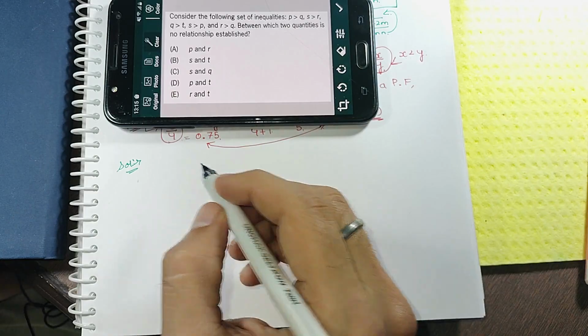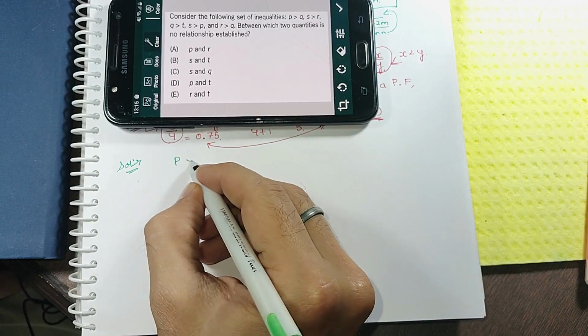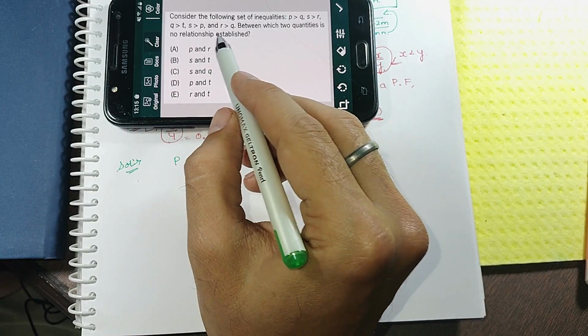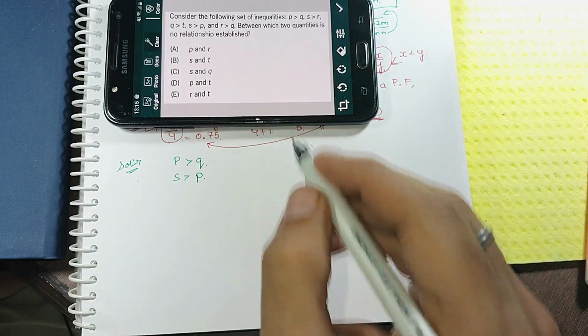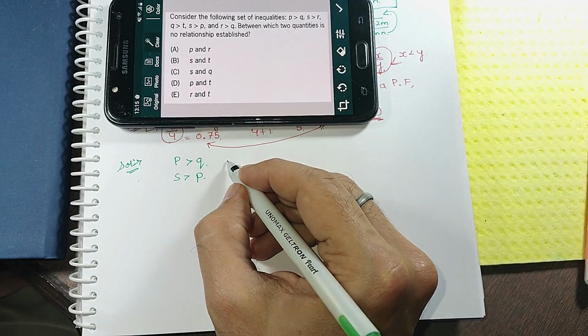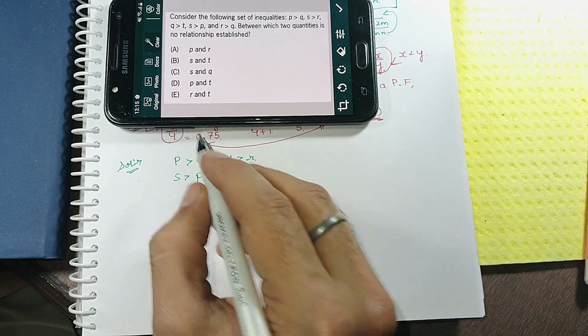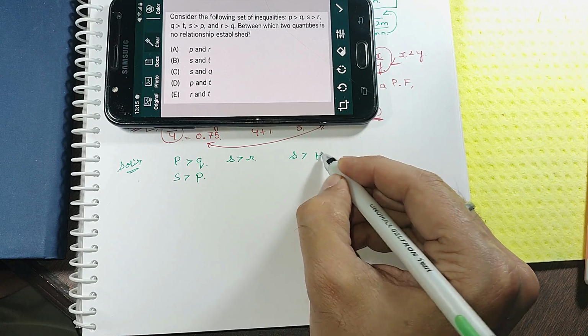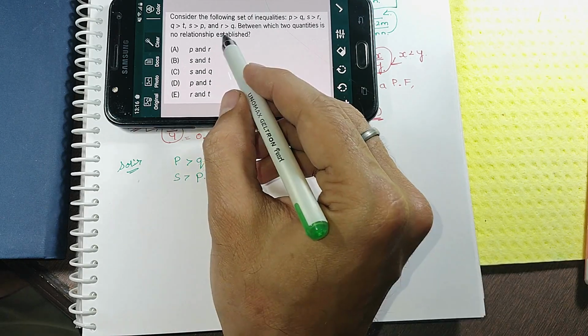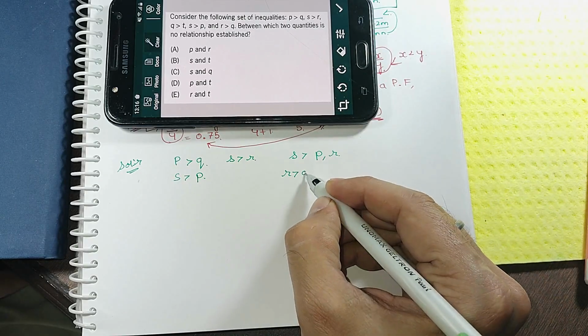Now, see, we have been given that P is greater than Q. Right? Second, with relation to P, I have been given that S is greater than P. Now, there are three more inequalities. S is greater than R and S is greater than P also. So I can write that S is greater than P, comma R. Right? Now, R is greater than Q.